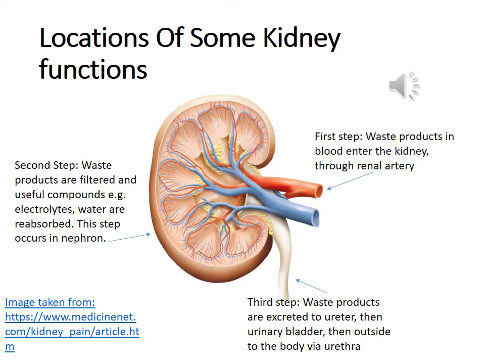This slide is same as the last slide. The 3 steps of the function of kidney. First step, blood containing waste reaches kidney via renal artery. Second step, nephron does the filtration. Third step, after the wastes are concentrated, they are excreted through the outflow tract, which is ureter, urinary bladder and urethra.